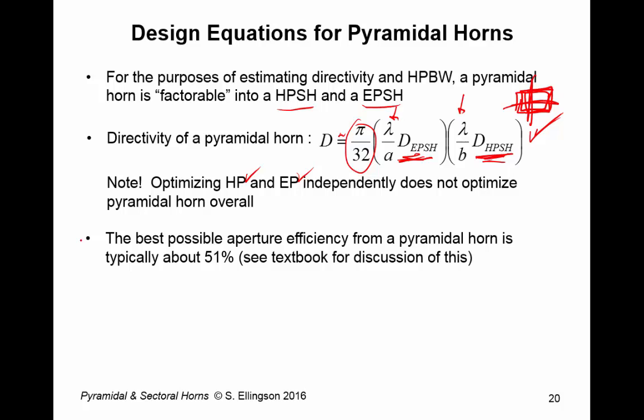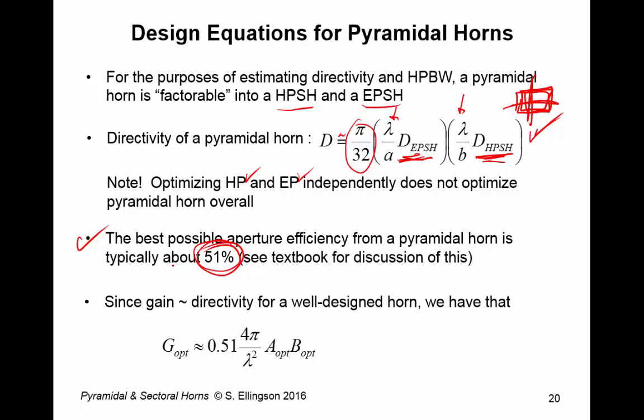First, there is a fact which is borne out by an analysis of lots of different kinds of horns and measurements, and the fact goes like this. The best possible aperture efficiency from a pyramidal horn is typically found to be about 51%. Remember, aperture efficiency is the ratio of effective aperture that you achieve to the effective aperture of an ideally illuminated aperture. So for this, it is about 51% for pyramidal horns. No matter what you do, it's hard to achieve an aperture efficiency greater than this.